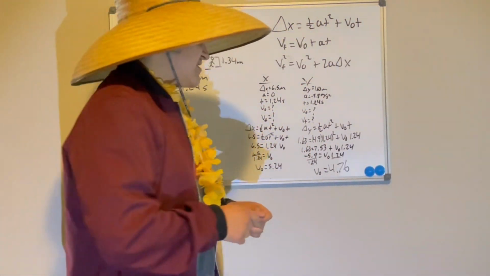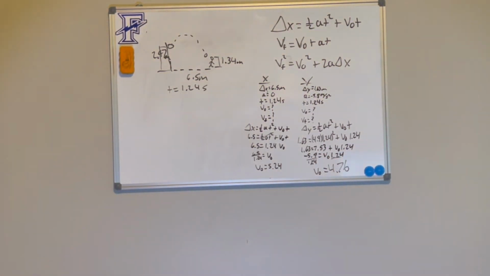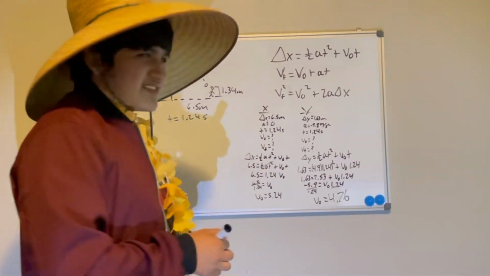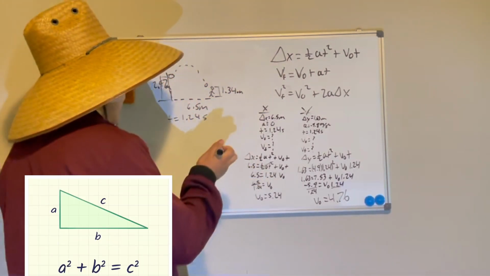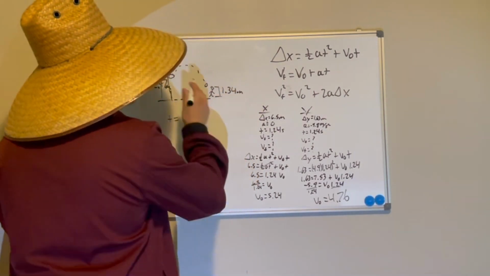Those are the components. Now using these answers for the components, we can use the Pythagorean theorem to find the velocity vector.